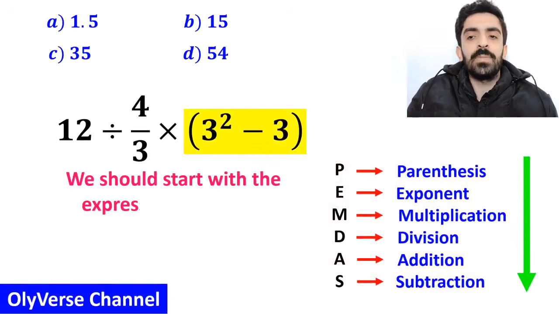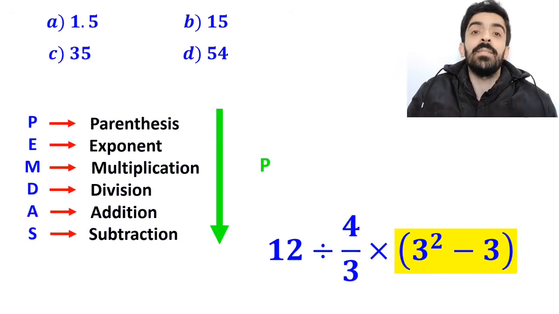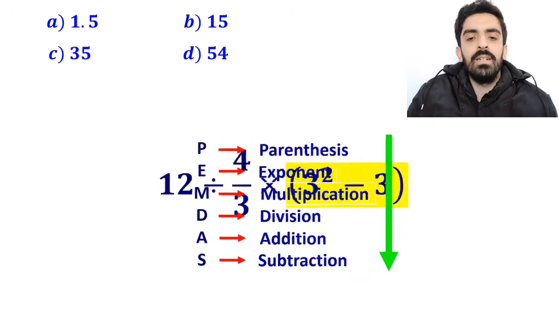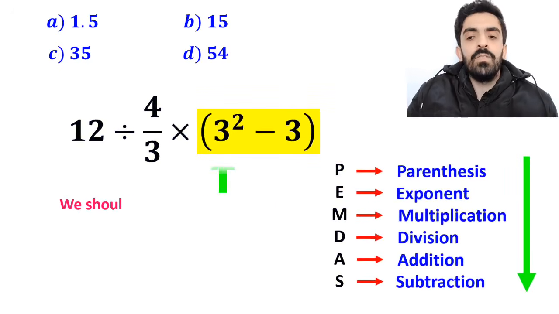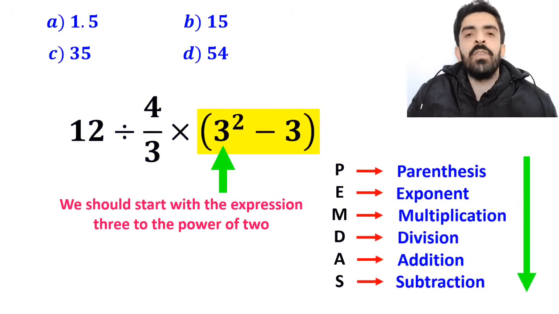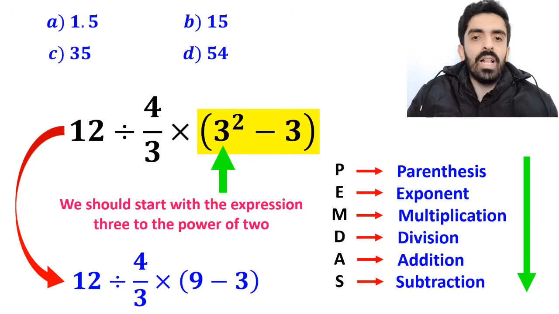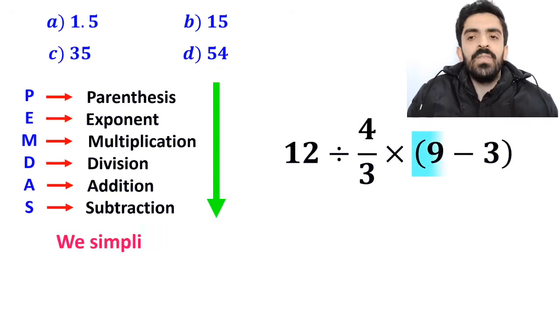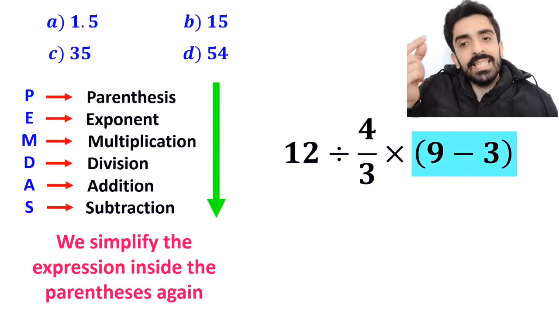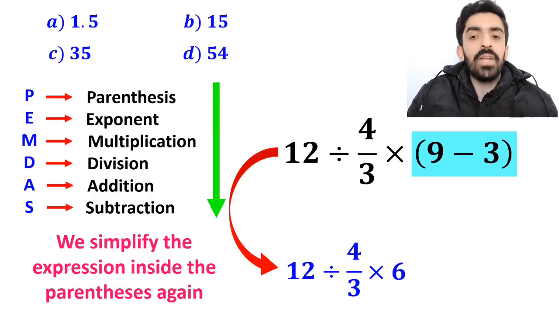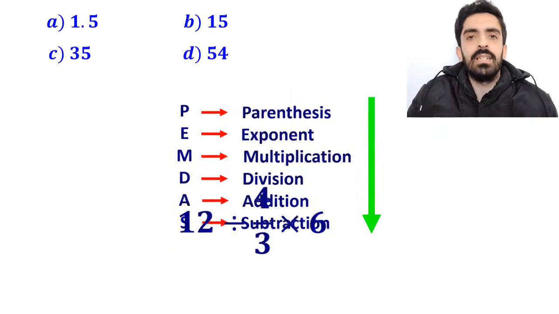So, we should start with the expression inside the parentheses because parentheses have higher priority than the other operations. And inside the parentheses, we should start with the expression 3 to the power of 2. So, instead of this expression, we can write 12 divided by 4 over 3 times (9 minus 3). In the next step, we simplify the expression inside the parentheses again, and we can write 12 divided by 4 over 3 times 6.